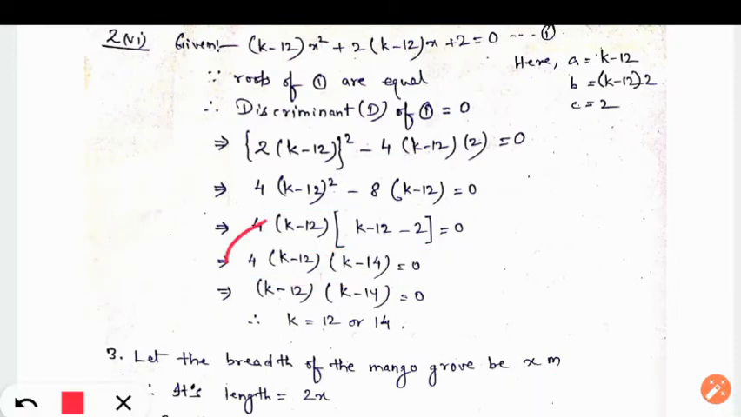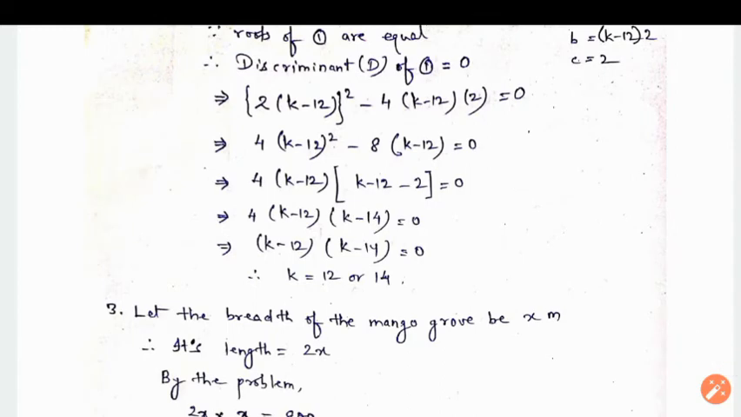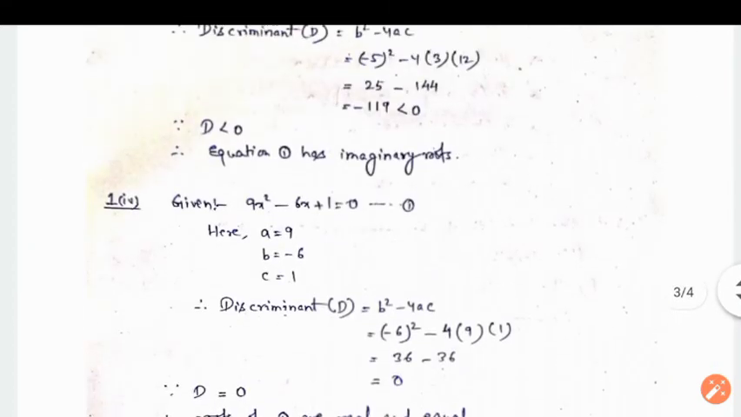Now this 4 goes to RHS and becomes the denominator of 0. So 0 divided by 4 gives you 0. So (k minus 12) and (k minus 14) is equal to 0. So by doing either/or, we will get k as 12 or 14. So here we have the values of k. The rest of the subparts you are required to do, where you will require the same concept.